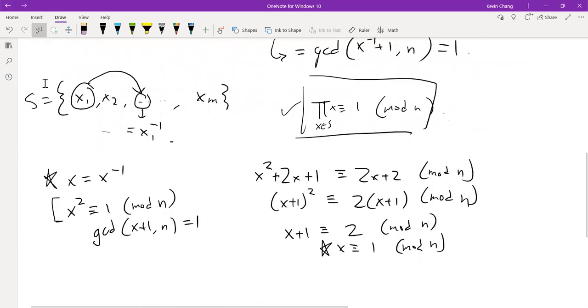And so I did write this proof in a bit more detail probably on the handout. So if you're a bit confused here, or maybe you get confused later on, you can refer to the handout and see how to do it there.